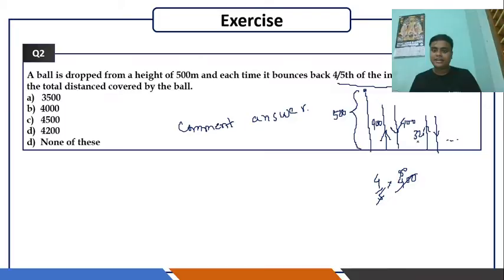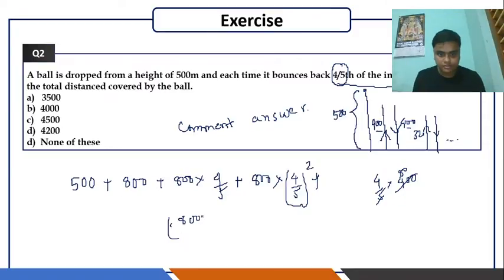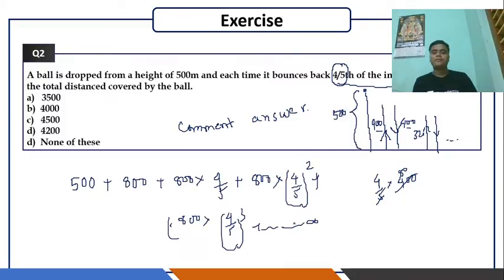So basically, as you can see, it's an infinite GP series where the common ratio is going to be 4 by 5. So the total distance traveled by the ball is going to be equal to 500 plus the value of A over here, which is 400 plus 400, that is 800. So 800 plus 800 into 4 by 5 plus 800 into 4 by 5 whole square plus 800 into 4 by 5 whole cube, and so on up to infinity. Basically we have an infinite series starting from 800 till infinity.